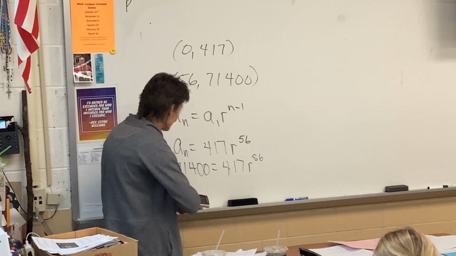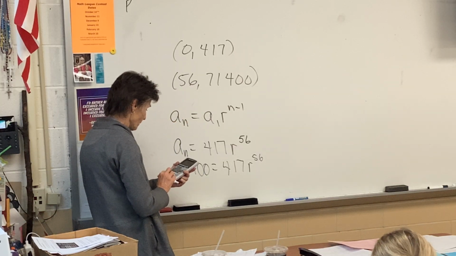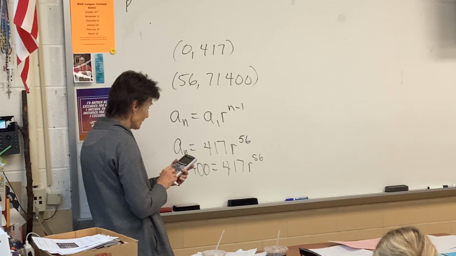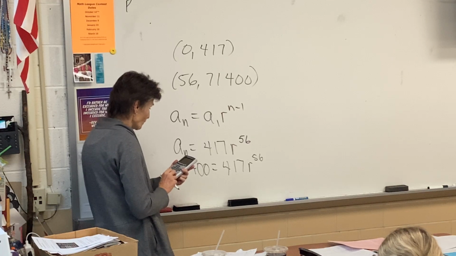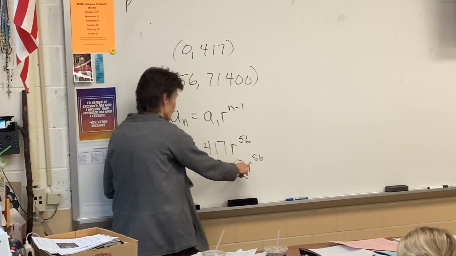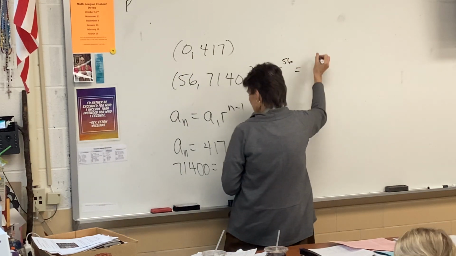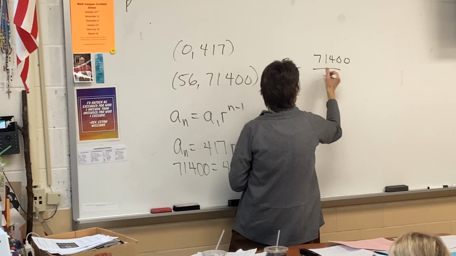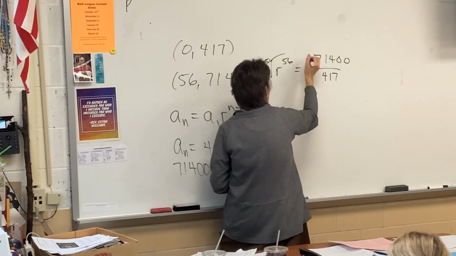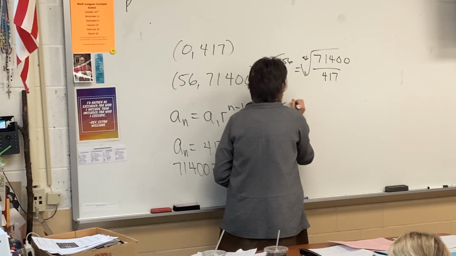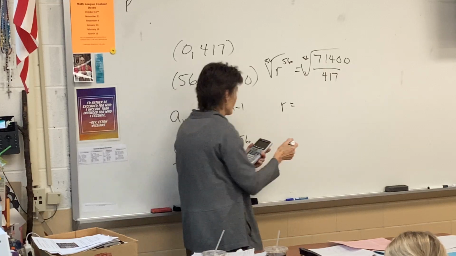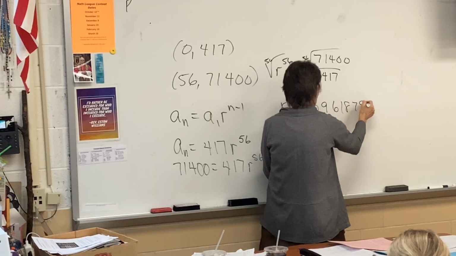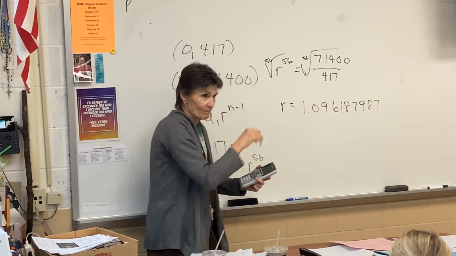So I'm going to divide 71400 by 417 and raise it or root it, however you do it on your calculator. That's going to be r to the 56 equals 71400 over 417. So however you do that on your calculator, you're going to root that, and that's going to give you r, which I just did at 1.096187987. That's the number we get for r. Is that what you got?